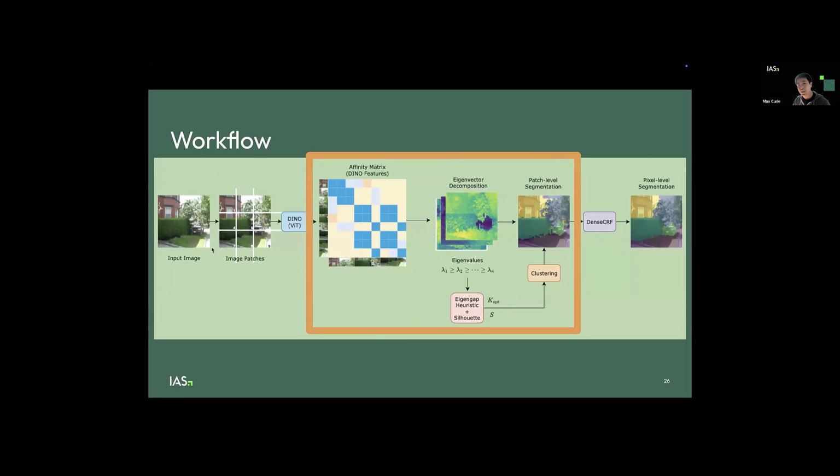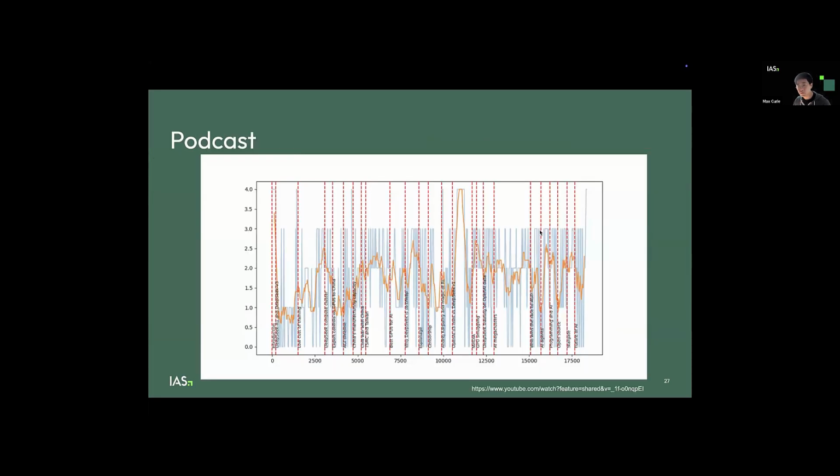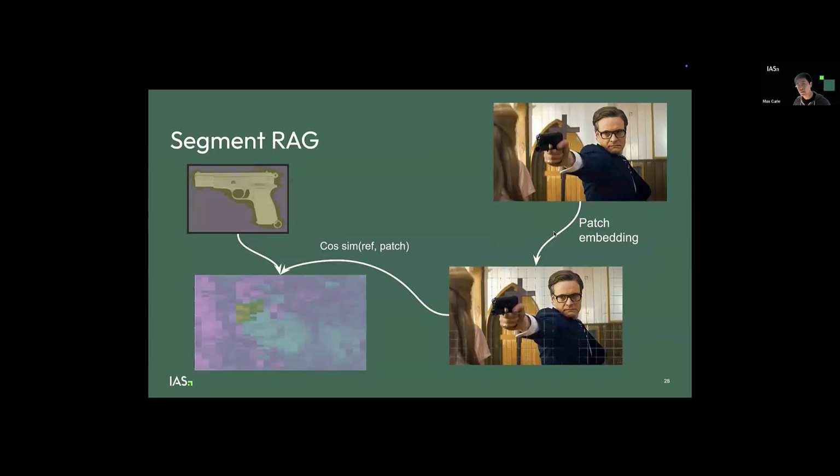So we can have better embeddings in the future and use those instead. We can use that for podcasts, and we can embed a picture, and if I want to retrieve a gun, I use some reference picture, and then here you got that.